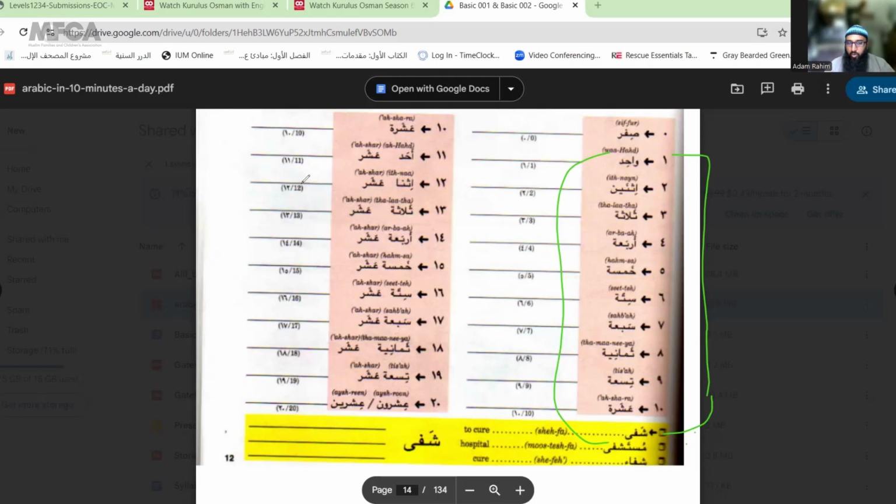These numbers require that, except for 1 and 2. From 3 through 10, they require an al-ma'dud, the thing that's being counted. As for 1 and 2, واحد and اثنان, we said they do not need this, and it's actually wrong to say جاء واحد رجل, right?